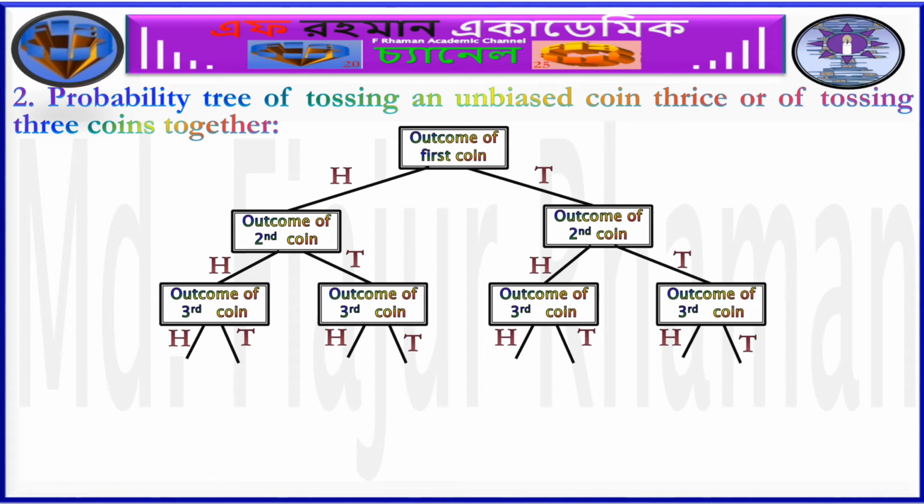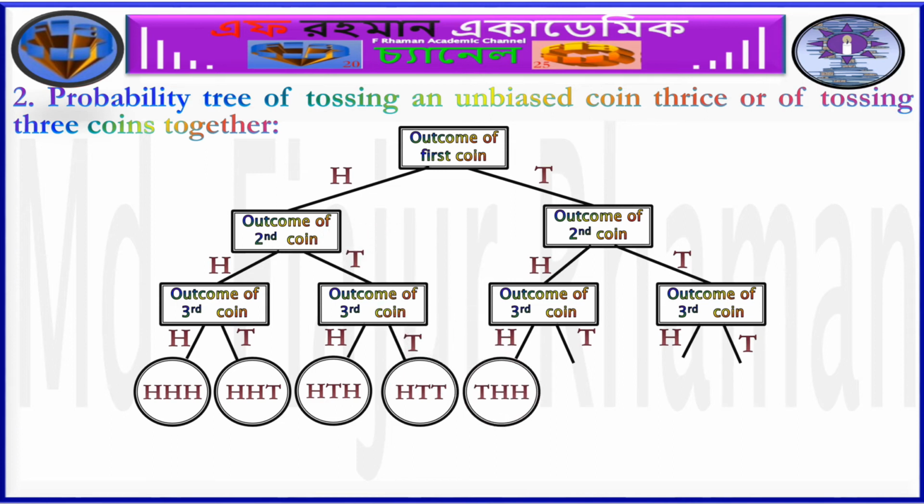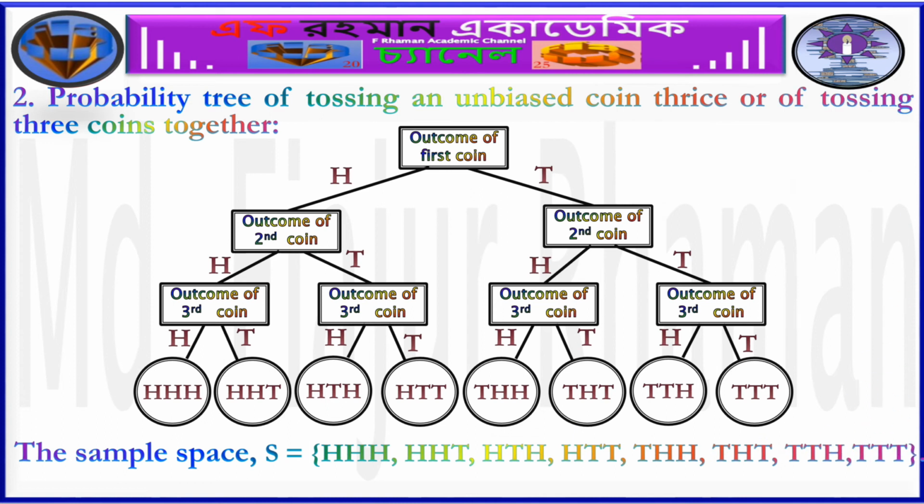Thus, we get the outcomes HHH, HHT, HTH, HTT, THH, THT, TTH, TTT. From this diagram, we can easily write the sample space S is equal to set of HHH, HHT, HTH, HTT, THH, THT, TTH, TTT.